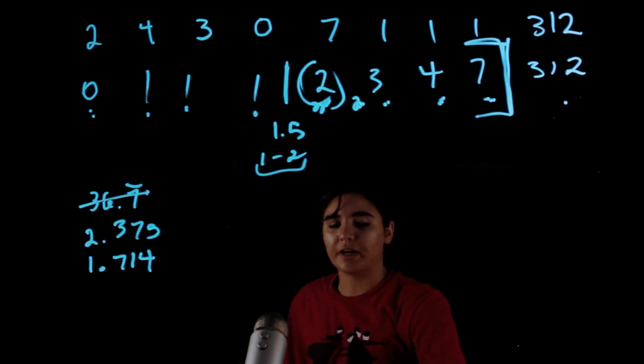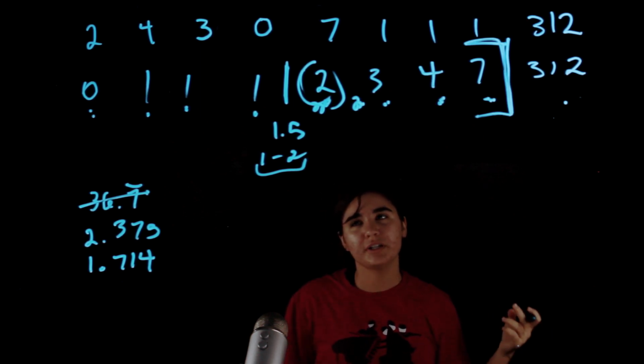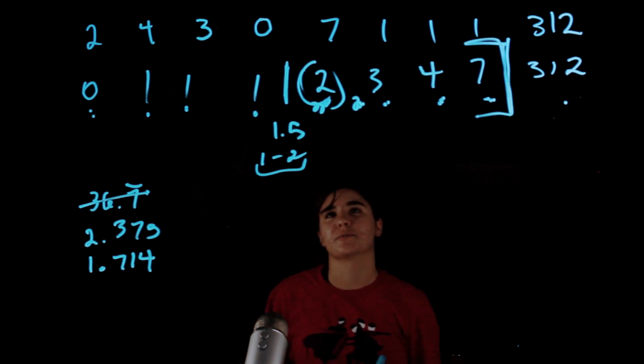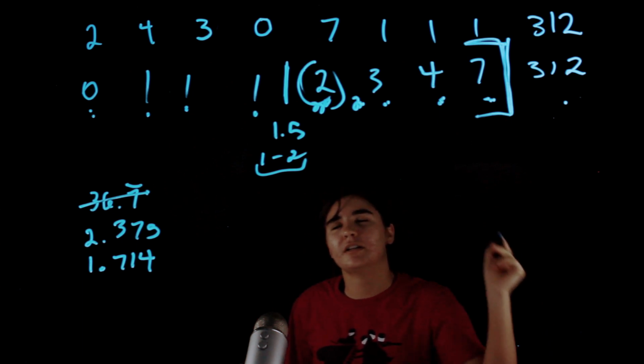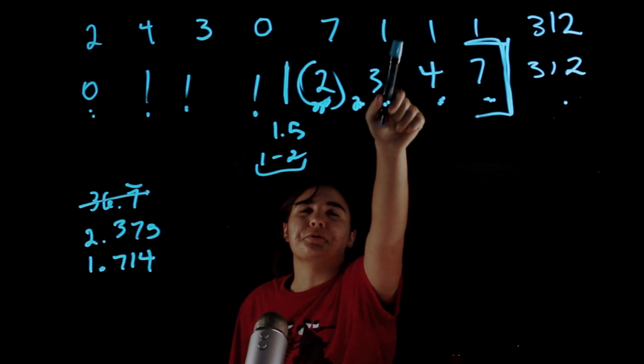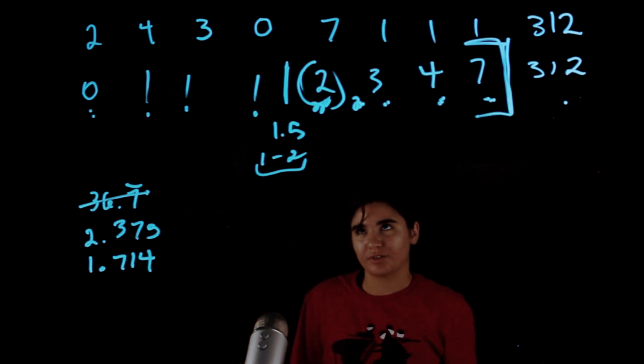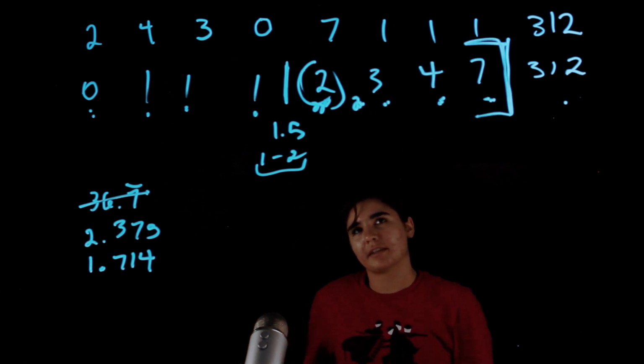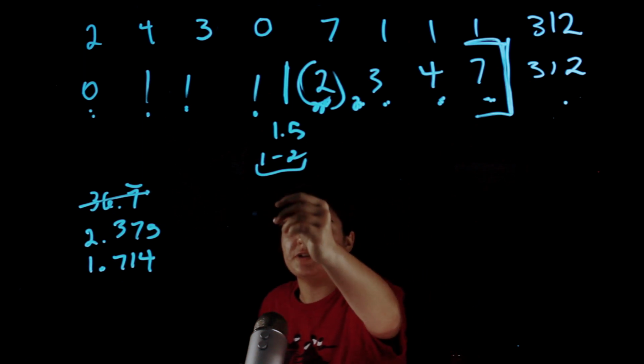But let's do the mode now and just see where that gets us. So the mode is the number that repeats the most in the data set. So looking at this, we can see it's 1. 1 happens 3 times. Everything else only occurs 1 time. So 1 would be our mode.